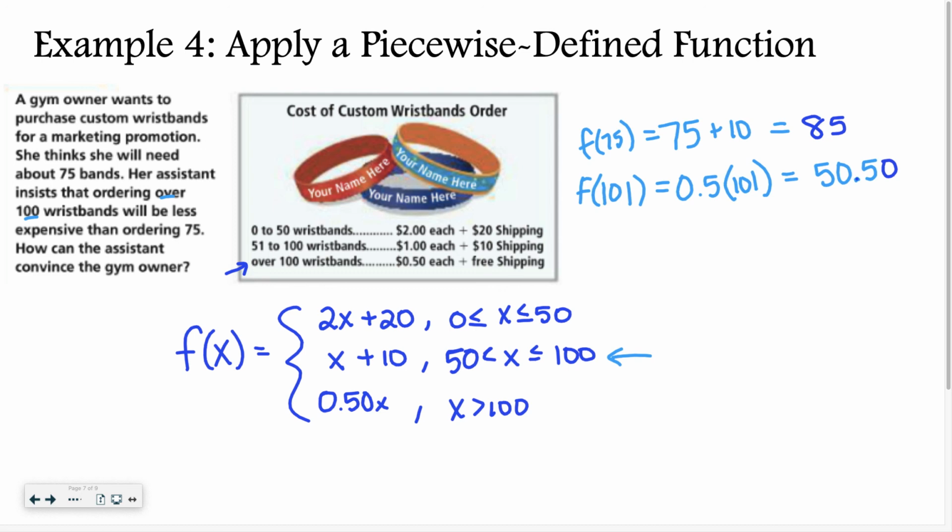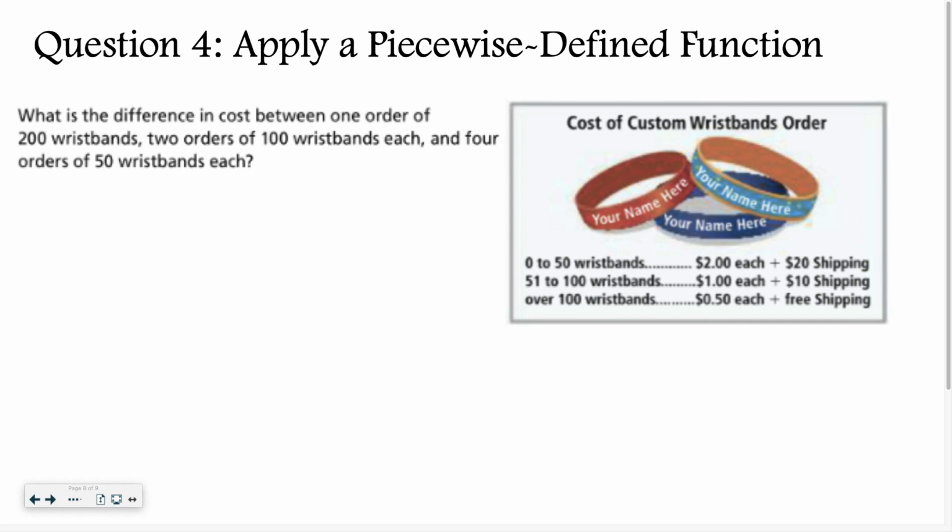Okay? I want you to still keep thinking about this problem. Nothing has changed, but now I want you to figure out what is the difference in cost between one order of 200 wristbands, 2 orders of 100 wristbands each, and 4 orders of 50 wristbands each. So figure out each of those costs and compare them. Good luck.